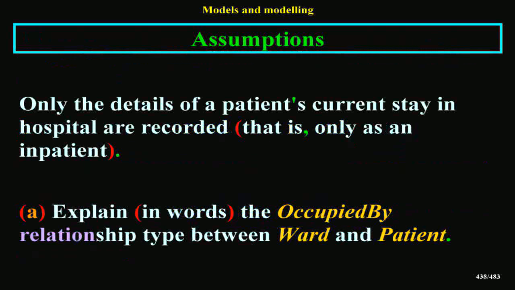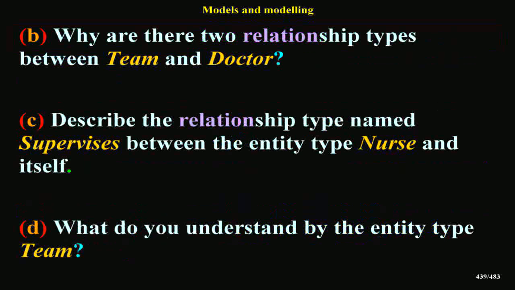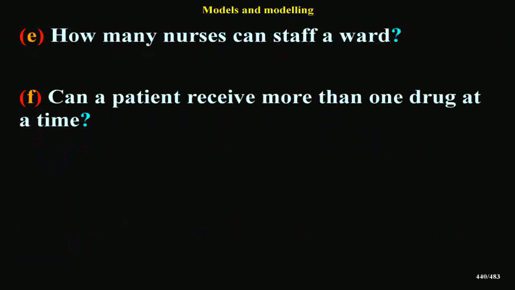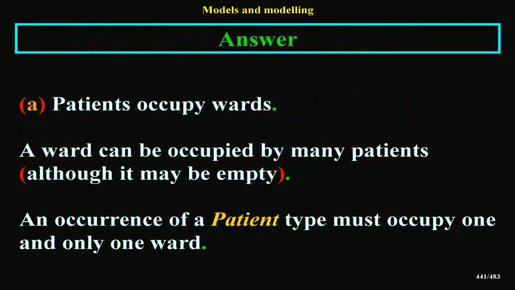A. Explain in words the occupied by relationship type between ward and patient. B. Why are there two relationship types between team and doctor? C. Describe the relationship type named supervises between the entity type nurse and itself. D. What do you understand by the entity type team? E. How many nurses can staff a ward? F. Can a patient receive more than one drug at a time?